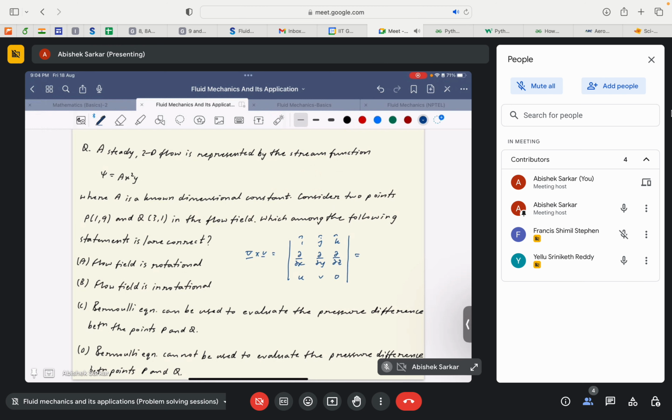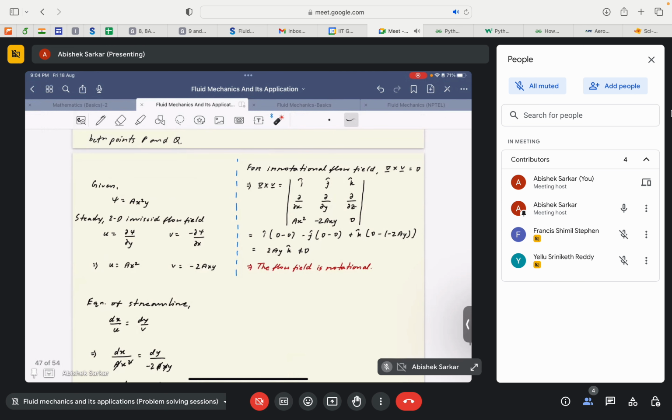Sir, is the flow... Yes sir, here we are not getting zero. Okay, what are you getting? So I think it is irrotational, sir, if it is not zero. If it is not zero, then it means it is rotational, right? If del cross V is not equal to 0, it implies the flow is rotational. No doubt, I guess your answer is correct. You will eventually see that the flow is rotational.